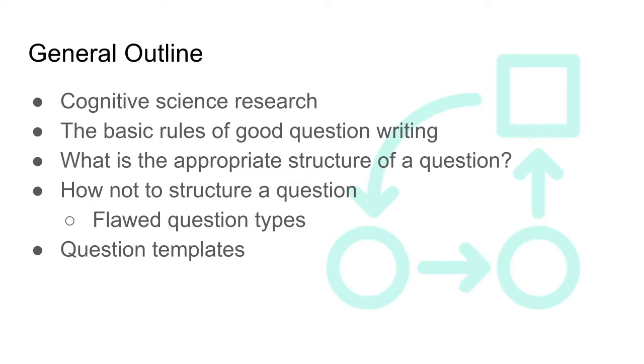So let's talk about the outline today. We'll go over a little of the cognitive science research, the basic rules of good question writing. We'll talk about the appropriate structure of a question. We'll talk about how not to structure a question, flawed question types, and then we'll give you some templates if you can't think of how to write a question.